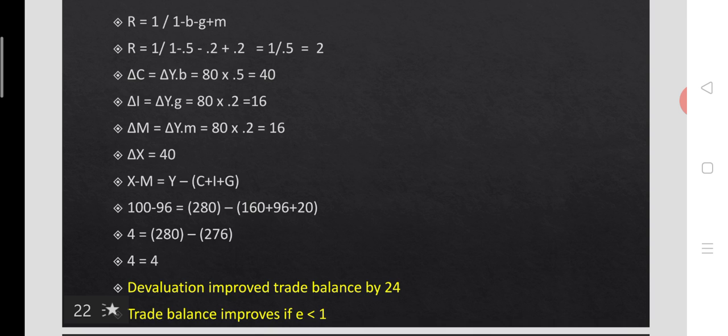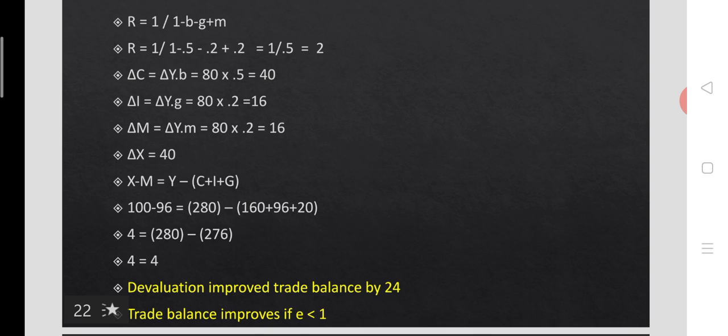That means originally it was 200, but the devaluation has increased the export by 40. Then 40 into the multiplier value, which is 2, is 80. Then 200 plus 80 is 280. 280 is the total income in this case after devaluation, minus C plus I plus G, that is total absorption or domestic expenditure. It is 160 plus 96 plus 20, that is the total domestic expenditure. 20 here is government expenditure, which is held constant.